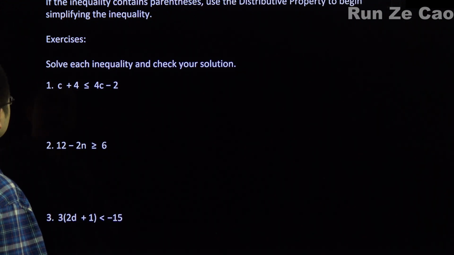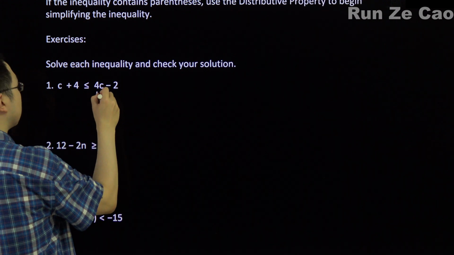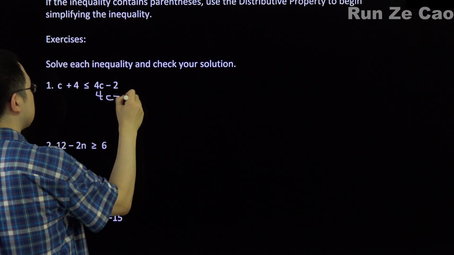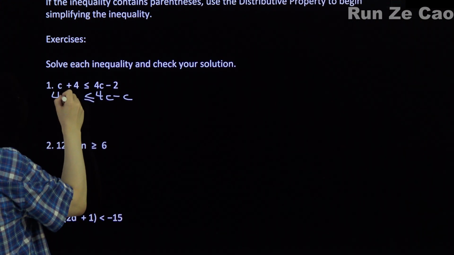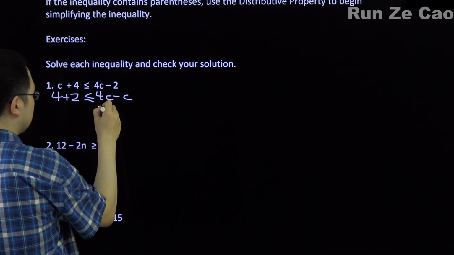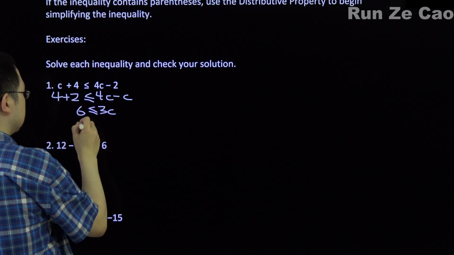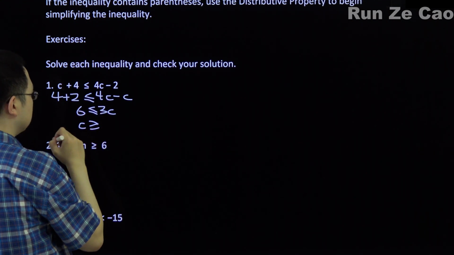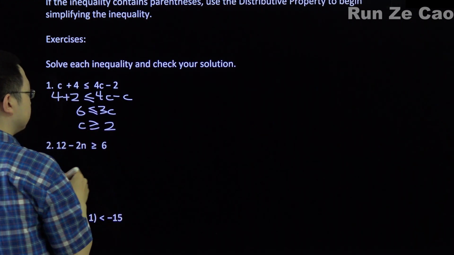C plus 4 is less than or equal to 4c minus 2. Well, 4c minus c is greater than or equal to 4 plus 2. So 3c is greater than or equal to 6. C is therefore greater than or equal to 6 divided by 3, so 2.